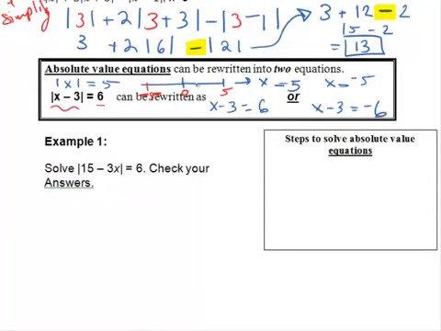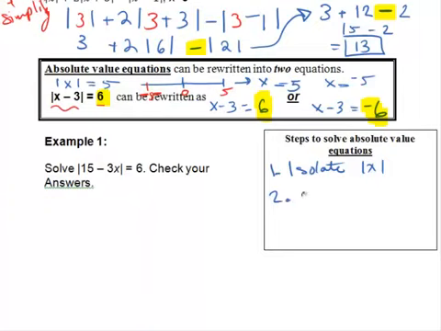Okay, so that's what you should always see for your definition. You take this side here, you turn it into a plus, and you turn it into a minus. It makes the absolute value go away. So when we're solving absolute value equations, the first thing you need to make sure is that you isolate the absolute value. We'll talk about that.